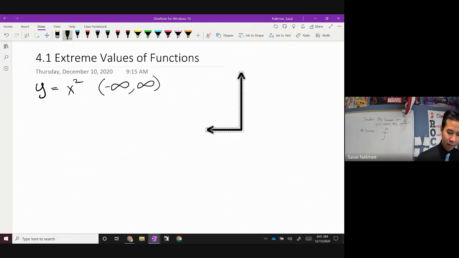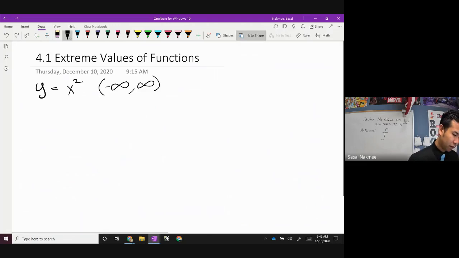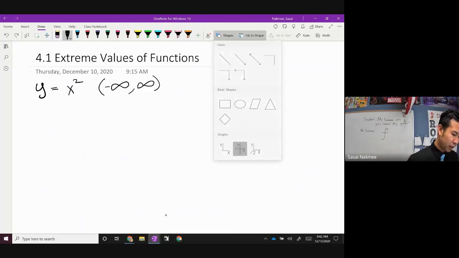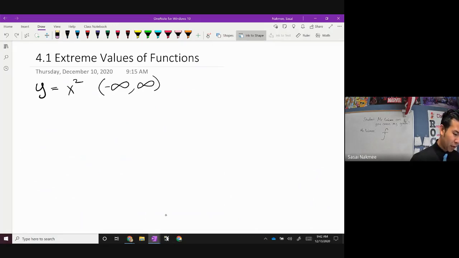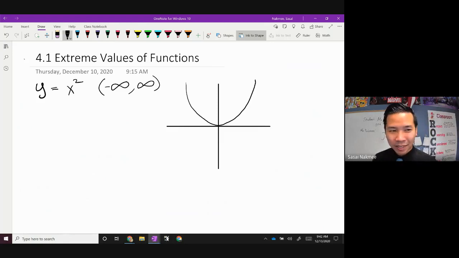Oh my God, that is fat. Give me 1 second. Let's make that a little bit skinnier. Oh, there we go. Sorry. So if I was graphing this, it would look something like this. I could do a better job. Hold on. Perfect, right? All right.